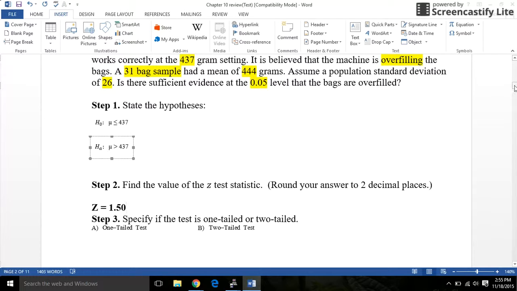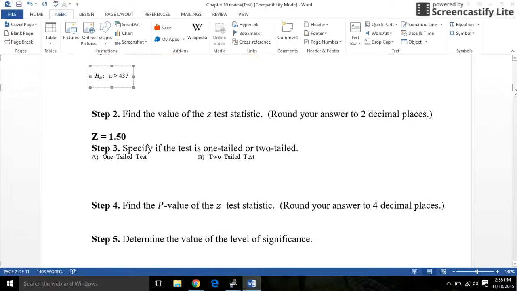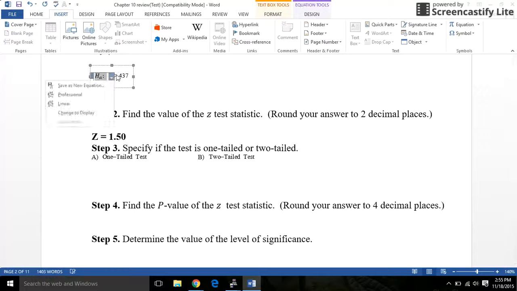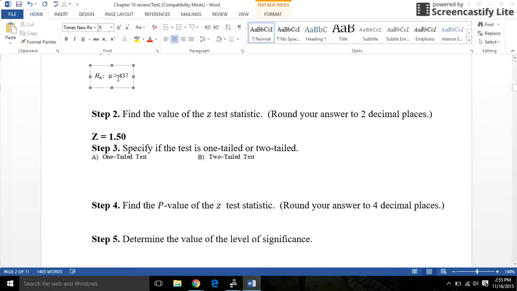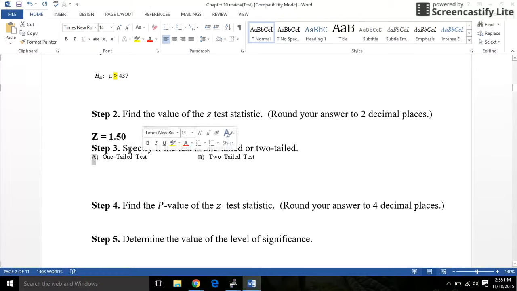Is this a 1 or 2-tailed test? You go look at your alternative right here, and because it has a greater than symbol, that means it's a 1-tailed test. It's a 1-tailed test because this is directional. It's showing what it is. If this had the not equal sign, that would be a 2-tailed test.